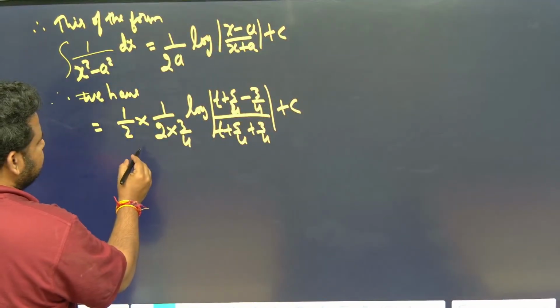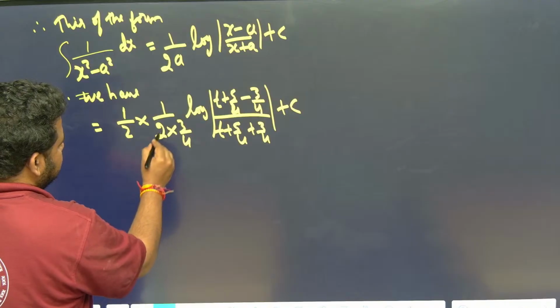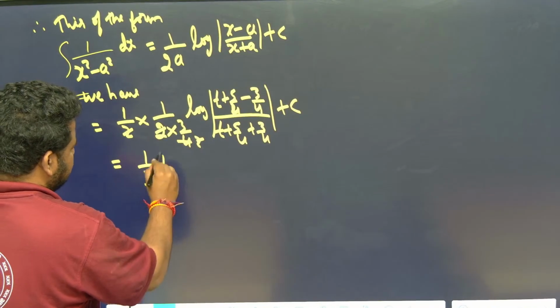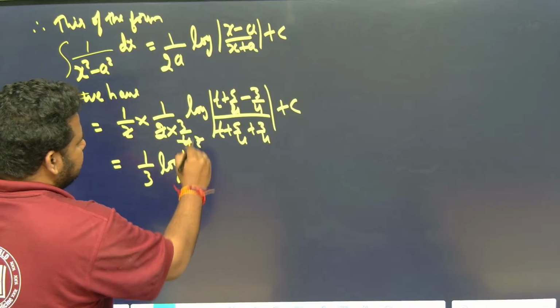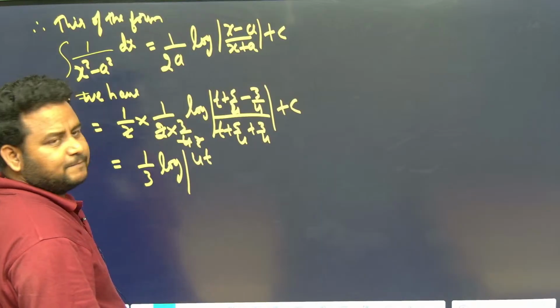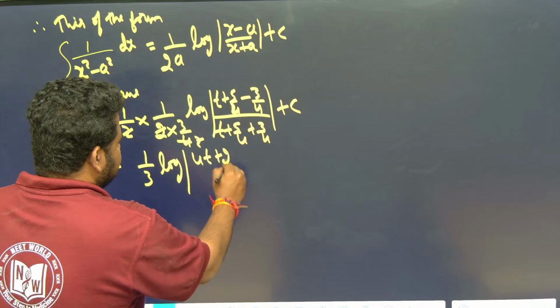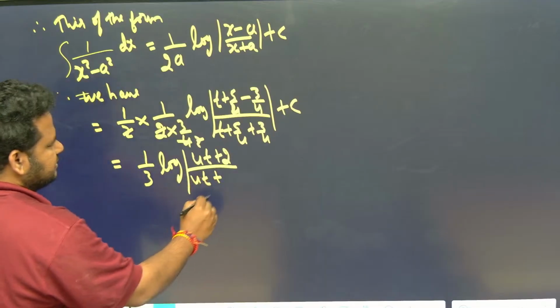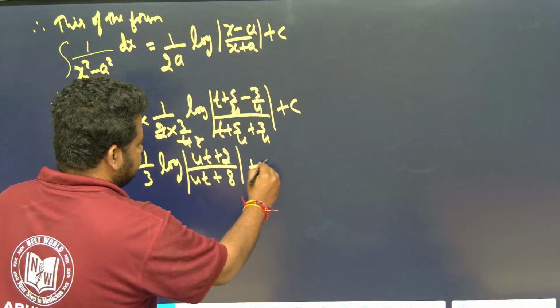Now if I take the LCM, 2 2s are 4, so the 2s I can cancel. This will become 1 by 3 times log of (4t plus 5 minus 3, which is plus 2) divided by (4t plus 5 plus 3, which is 8), plus c. The 4s cancel.